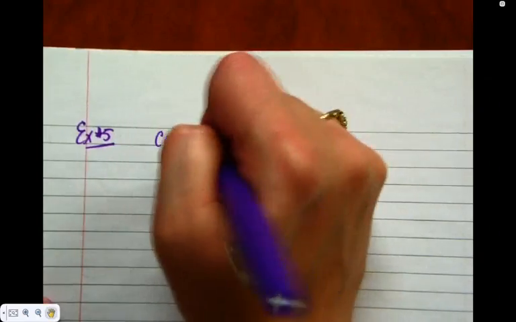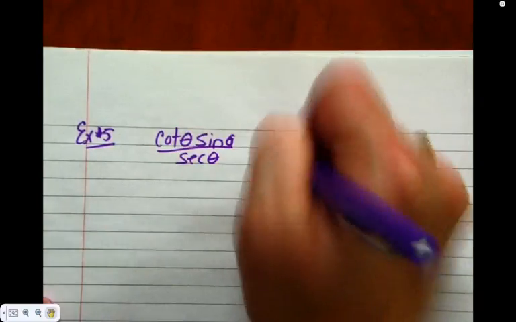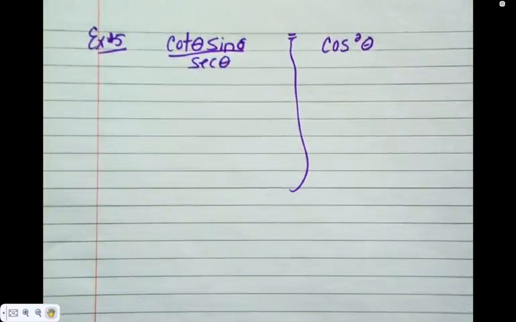Look at this baby. Cotan times sine divided by secant magically becomes cos squared. The more you do, the easier they become.